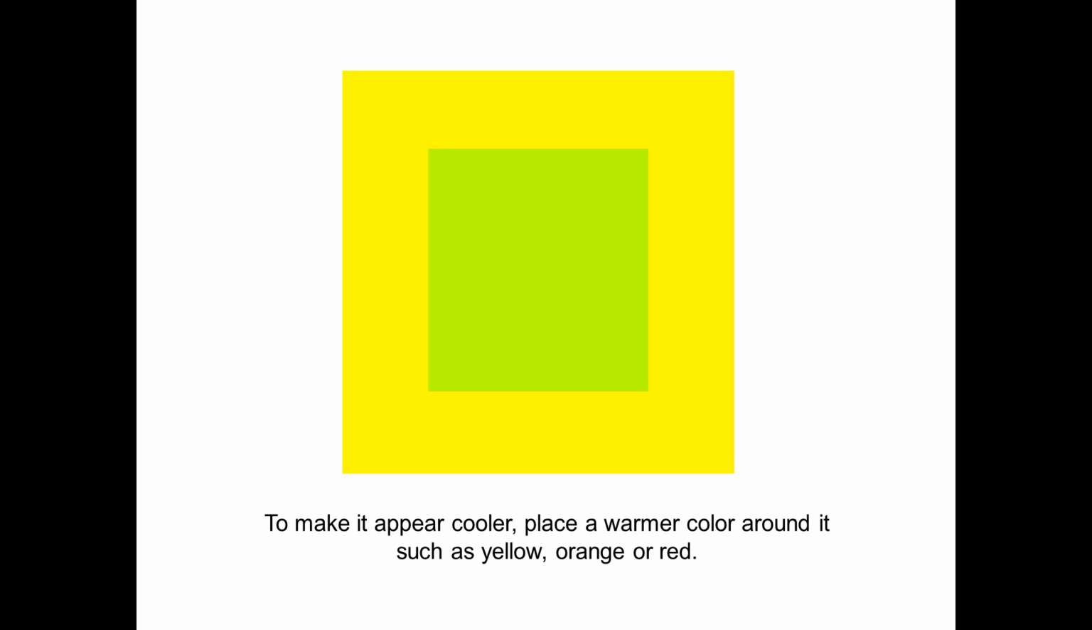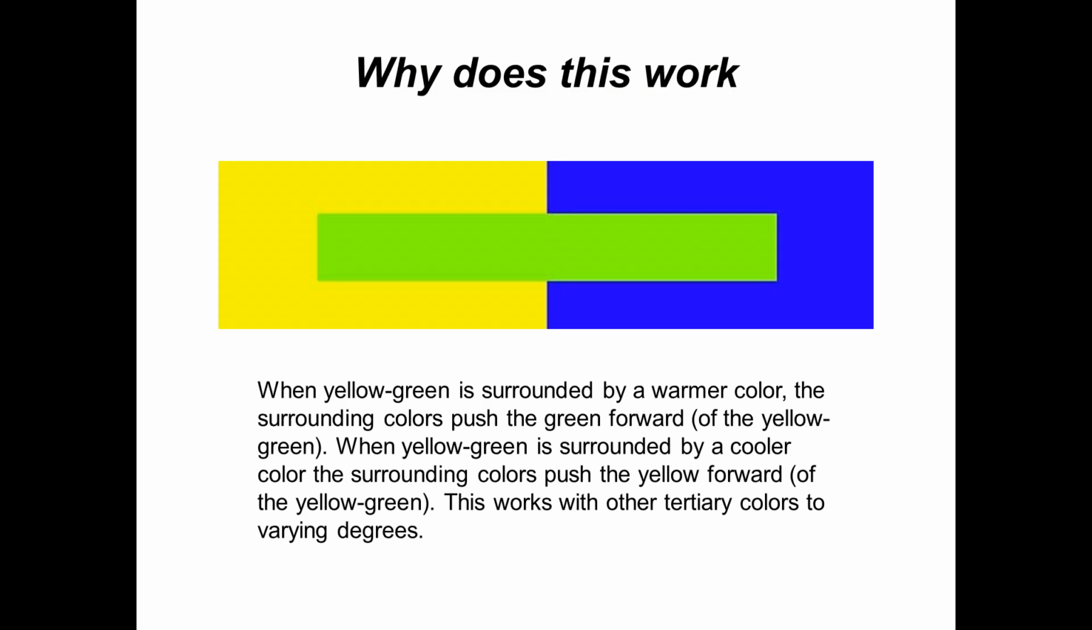To make a color appear cooler, place a warmer color around it, such as yellow, orange, or red. So when yellow-green is surrounded by a warmer color, in this case I've got yellow, what's happening is the yellow that surrounds the yellow-green is pushing the green out in the yellow-green.